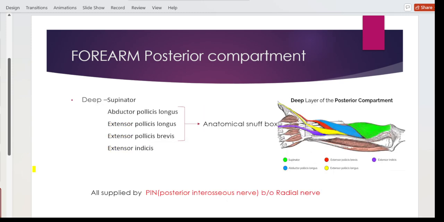Now let's move towards the deeper layer of the posterior compartment of forearm. The deeper layer of forearm contains these five muscles. First is supinator, second is abductor pollicis longus, extensor pollicis longus, extensor pollicis brevis, extensor indicis. Three of these muscles we can remember as the muscles of the anatomical snuffbox.